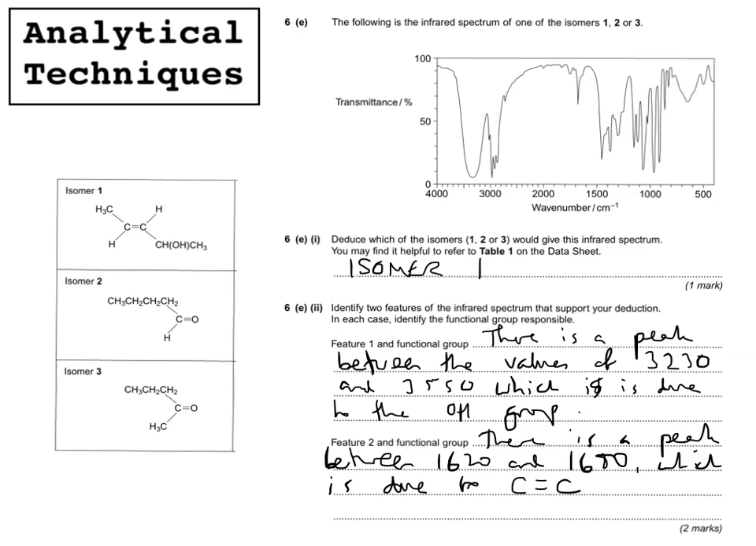So to get the marks for these sort of questions, you have to say where the peak is, and what I would do is say it's between a range of values and take that range of values from the data table, and then you've got to say what that peak is due to. So the first one is the OH group, and then the second one we've said that the peak between 1620 and 1680, which is due to the C-C double bond. So follow the same rules when answering these questions every time.